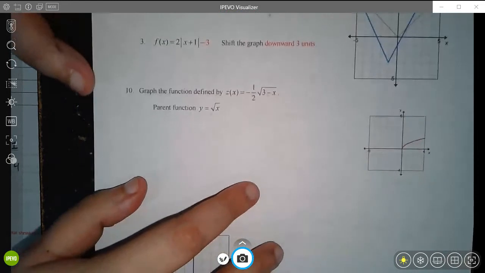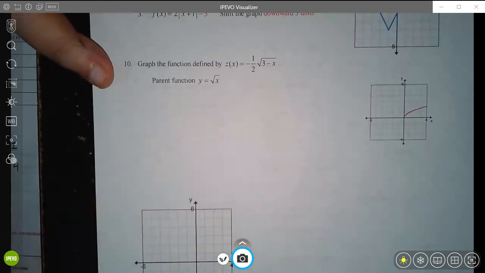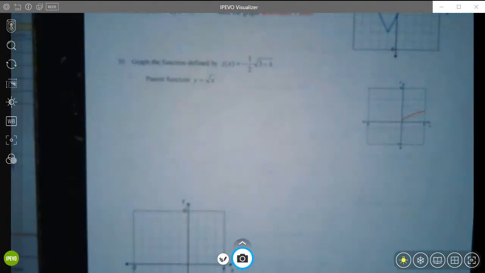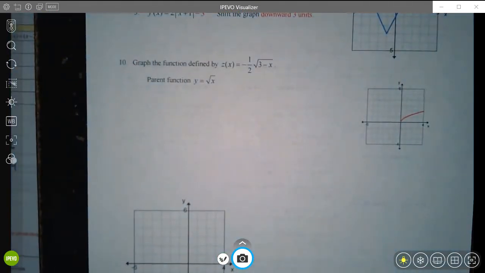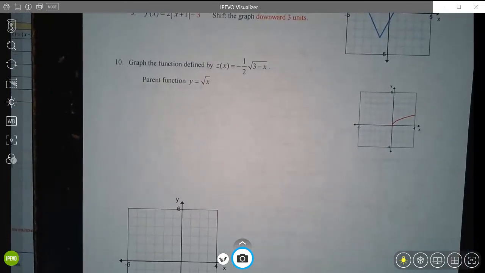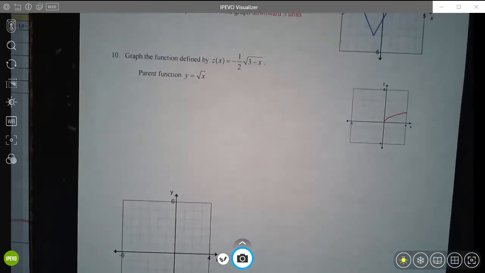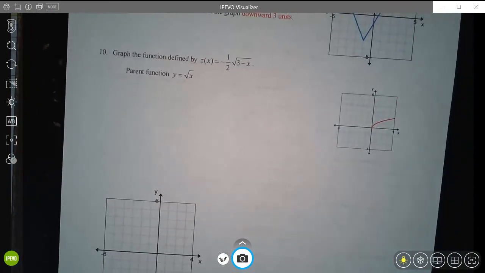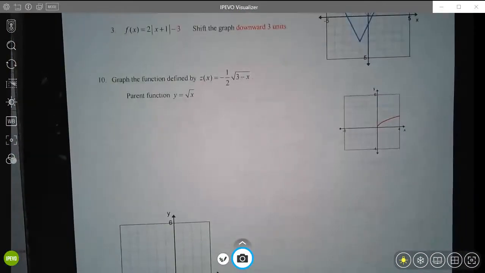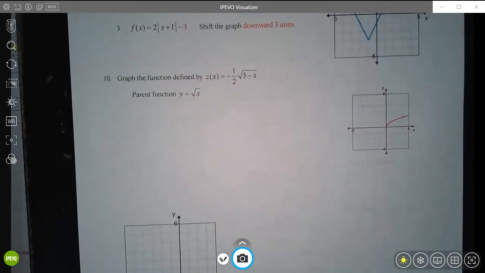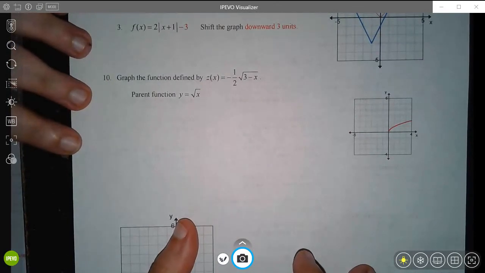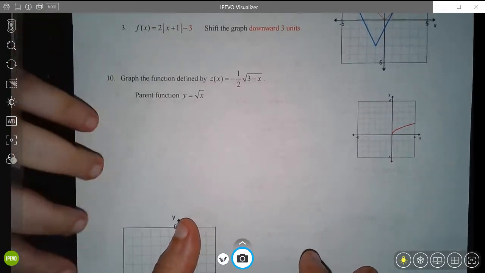Now let's do this one together. We're going to do everything, including the graph. First thing I want you to do, though, is help me identify how many transformations we have here. I don't need you to tell me what the transformations are yet. I just want you to tell me how many we have here. Okay, I have 3, 4. Okay, let's count them together.